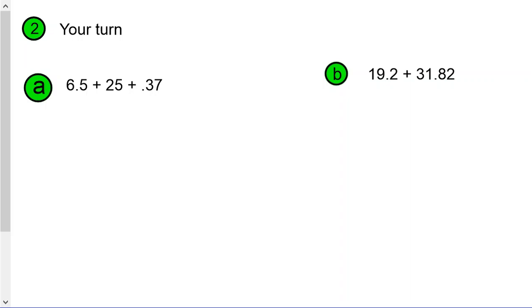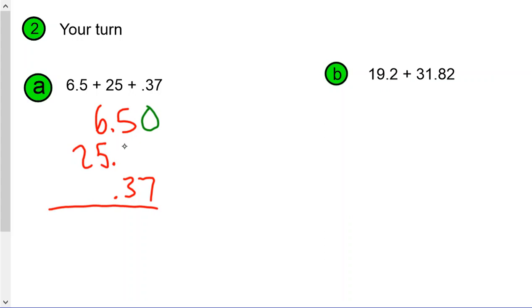Alright, let's look at A. Now when we're adding numbers together, it doesn't matter the order that we add them in. So I'm just going to rewrite this problem here as 6.5 plus 25. Now I need to remember to put the 25 in the correct place related to the decimal. And then we have 0.37. Alright, now we have many missing zeros, so I'm just going to plug those zeros in. So 6.50, 25.00.